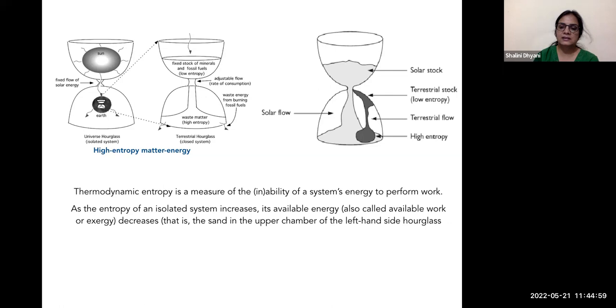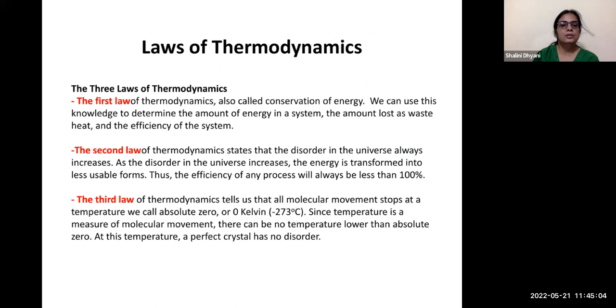That is of no significant use for human well-being. So again, repetition and remembering a few points that we discussed and saw in the last few slides. The first law of thermodynamics is about conservation of energy. We can use this to determine the amount of energy in a system and how much it gets lost as waste heat, and the efficiency of the system.